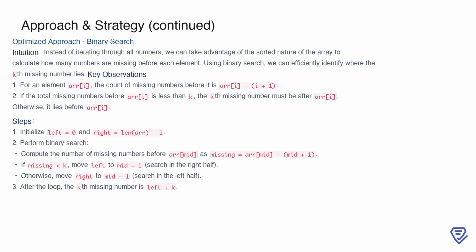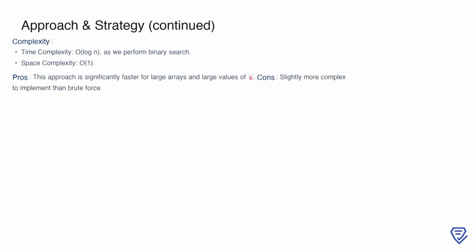At each step, we calculate the midpoint and determine the number of missing numbers before arr[mid]. Depending on whether this count is less than k, we adjust either the left or right pointer. This process continues until the search range narrows down, and we can calculate the kth missing number using the formula left plus k.